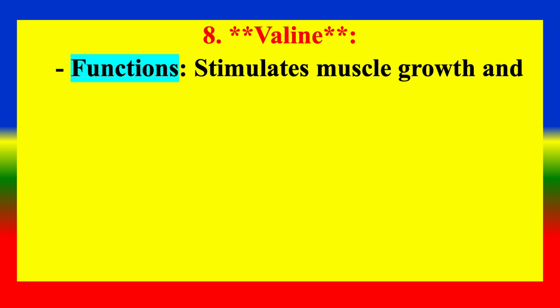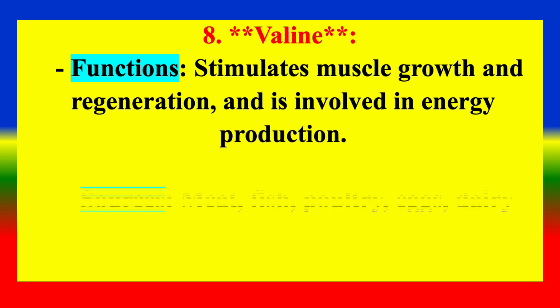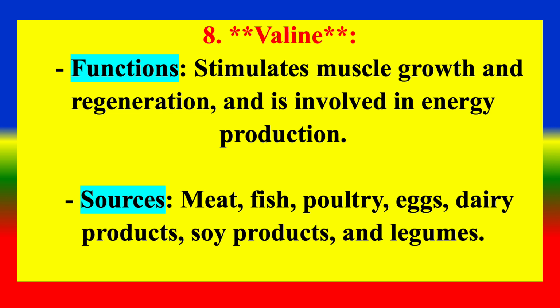8. Valine. Functions: stimulates muscle growth and regeneration and is involved in energy production. Sources: meat, fish, egg, dairy products, soya products and legumes.